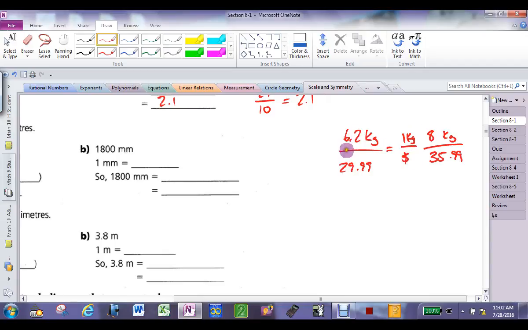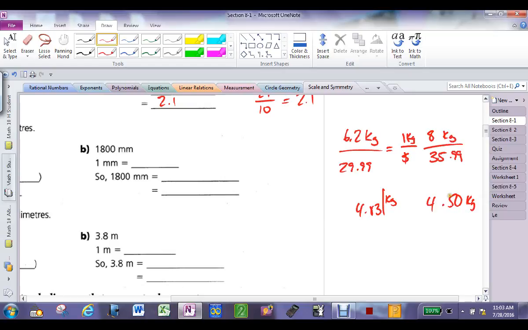So if you cross here, $29.99 times that divided by that will get me what 1 kilo costs. If I go to my calculator, $29.99 times 1 divided by 6.2. So these guys are charging me $4.83 per kilo. These guys have to do the same thing: $35.99 divided by 8. These guys are charging me $4.50 a kilo.